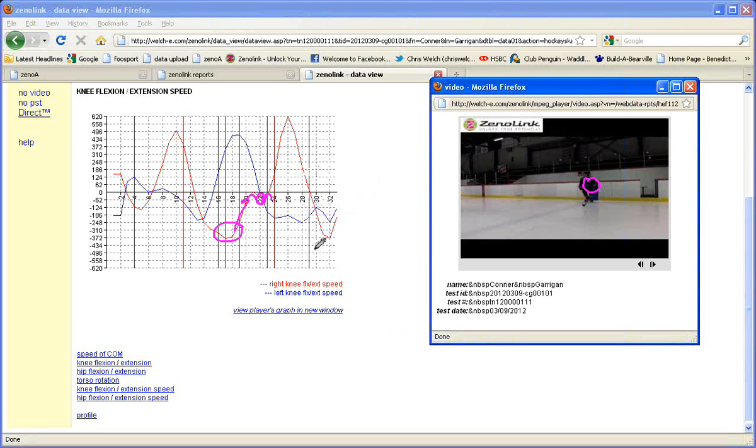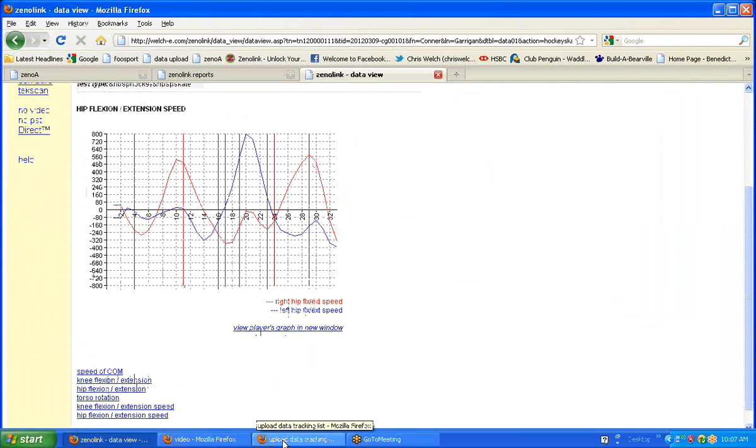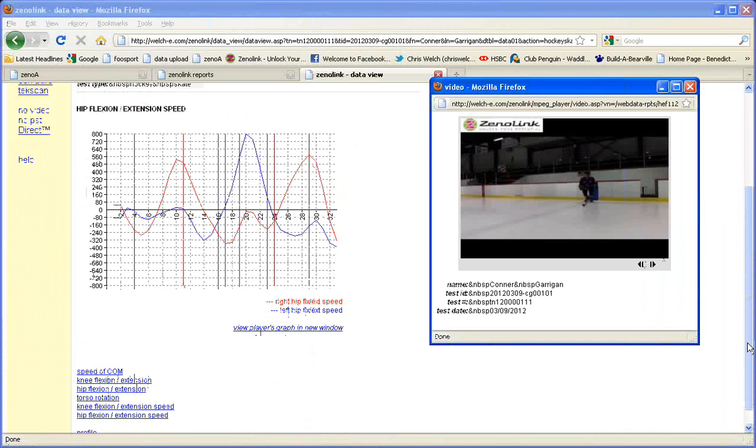When we move back to the left side, we see a reasonable extension, but fairly limited swing through as well. So because of that poor torso torquing, we're getting a breakdown in the pattern here, both extension and flexion. Same thing goes for the hip.